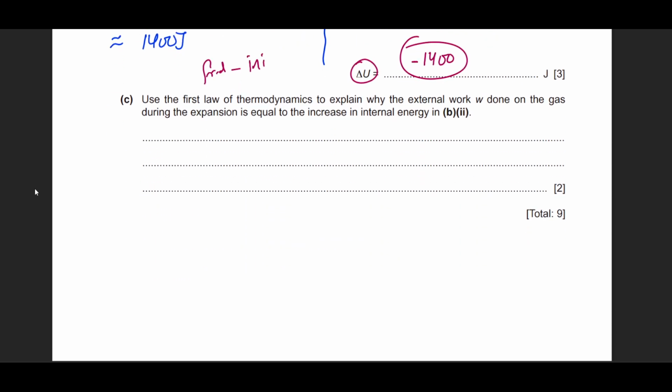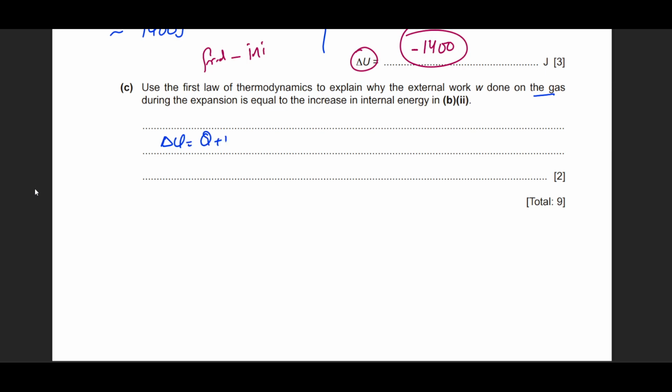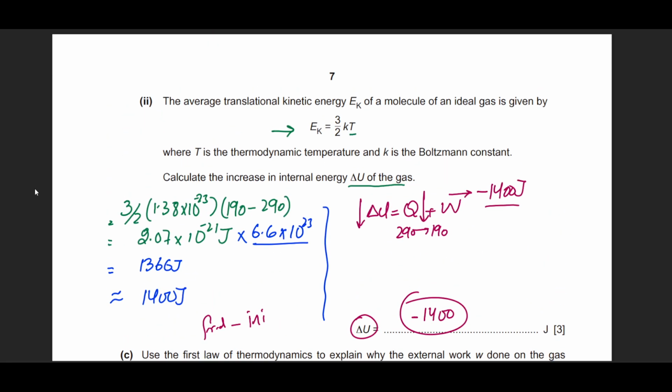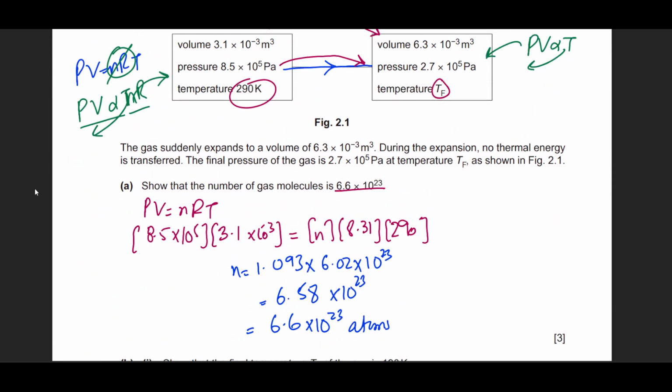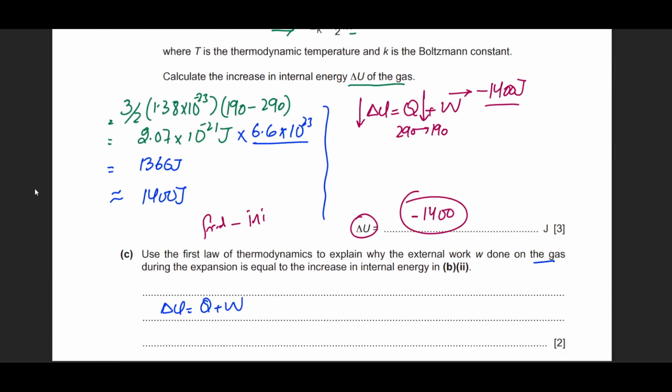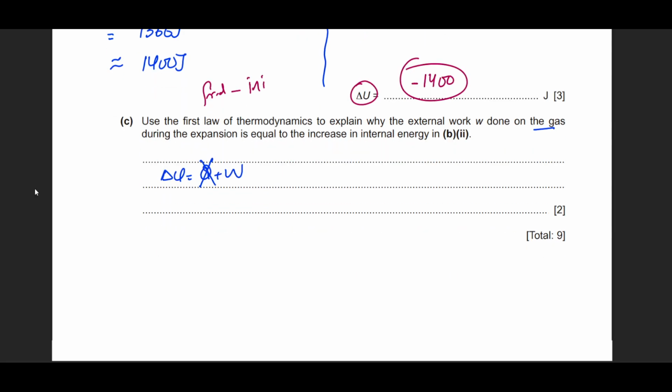He says use first law again. Why is the external work done W on the gas during the expansion equal to the increase in internal energy? To explain this, we need to write down delta U equals Q plus W. Since he mentions in the question that there is no thermal energy exchange, right? It is mentioned somewhere over here, there is no thermal energy transfer. That means that in our situation, Q was equal to 0. It did not participate in the system.